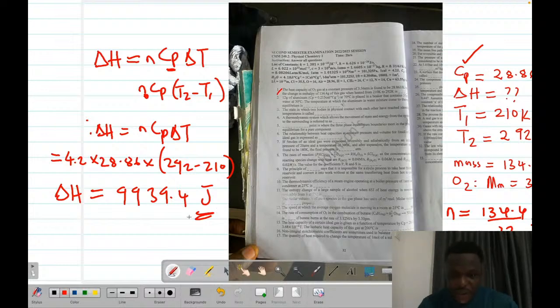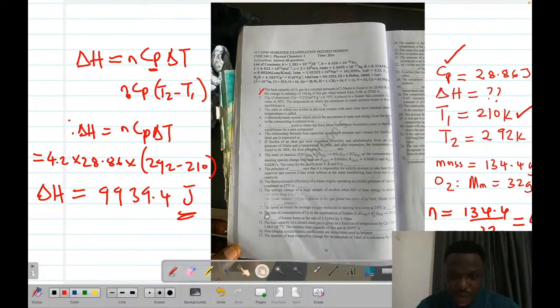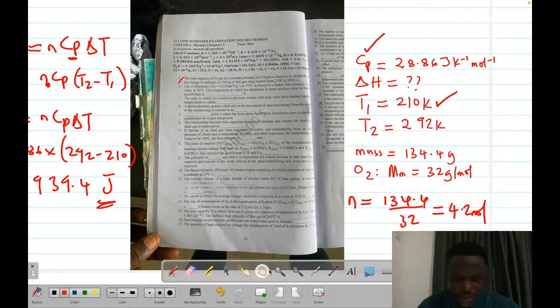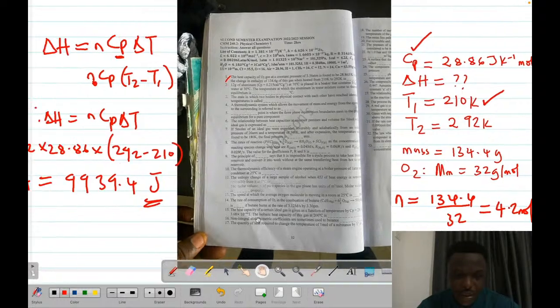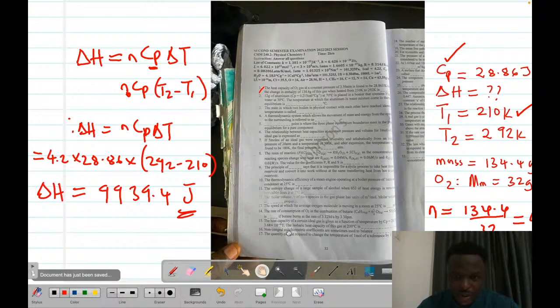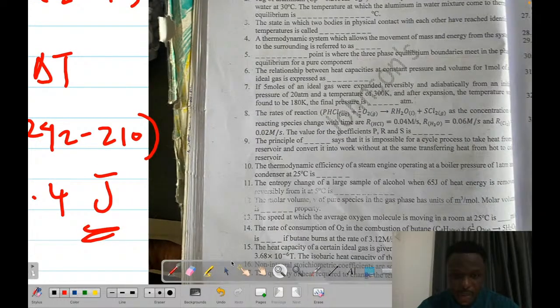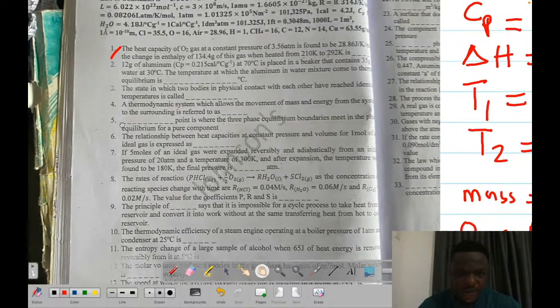So for the first question, this is how we solve it. Now, let me zoom in my screen again. Please, I believe everyone here should have the past question. If I zoom in my screen, this is what I have. This is the answer to that question, everybody.